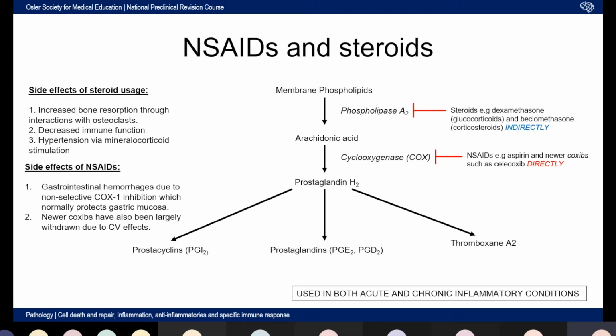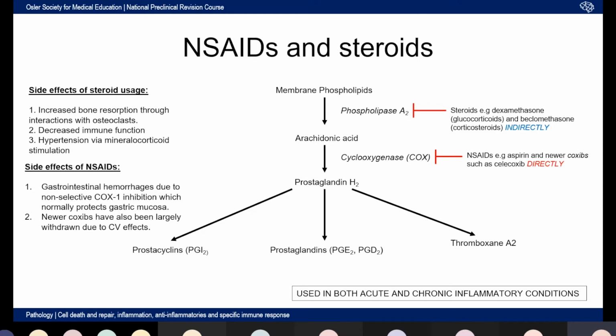And then the issue with steroids is that whilst they're very good, it's important to constantly check the patient using steroids, because they increase bone resorption, because they interact with the osteoclast, and that's not ideal because that increases the risk of osteoporosis. It decreases immune function, and it also causes hypertension because it promotes mineralocorticoid stimulation in your loop of Henle, and promotes essentially reabsorption of water and potassium ions.